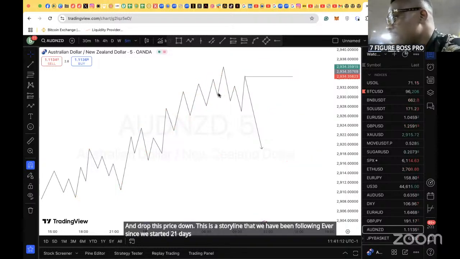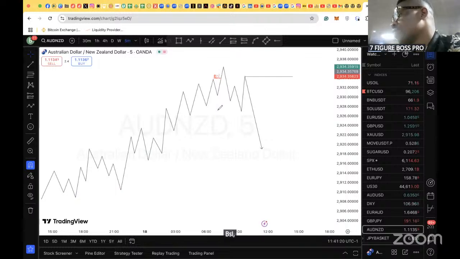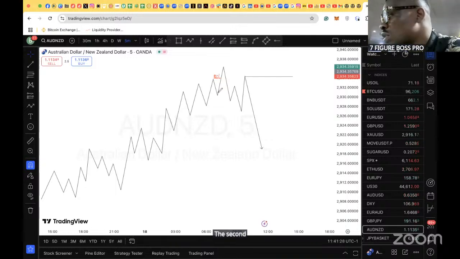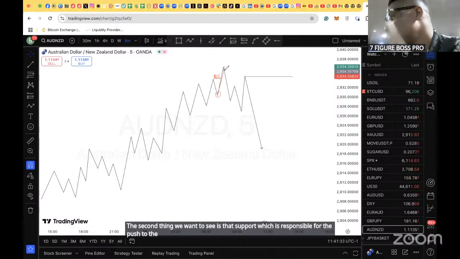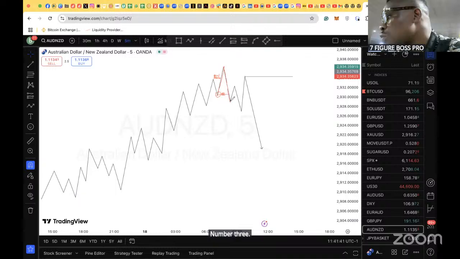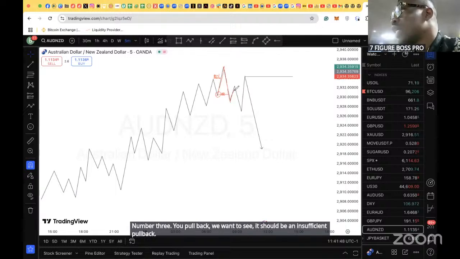So I'm saying that the first thing we need to see is a sweep of liquidity, BSL, buy side liquidity taken, if we want to sell. The same thing if we are doing the opposite track. That's the first criteria of our storyline. The second thing we want to see is that this support, which is responsible for the push to the upside, must be taken out to the downside, full candle body close. That's condition number 2. It's called BOS, break of structure. Number 3, the pullback we want to see should be an insufficient pullback, or let's call it inducement.